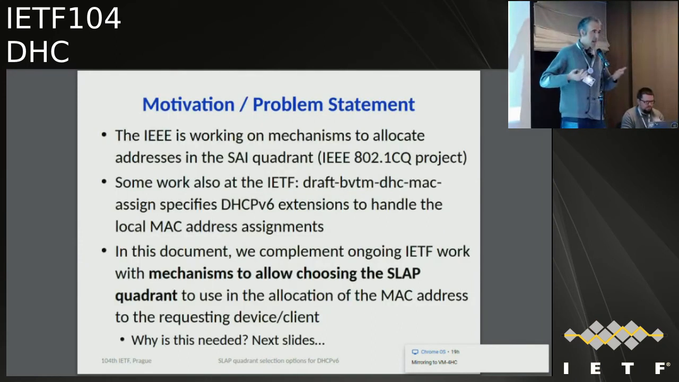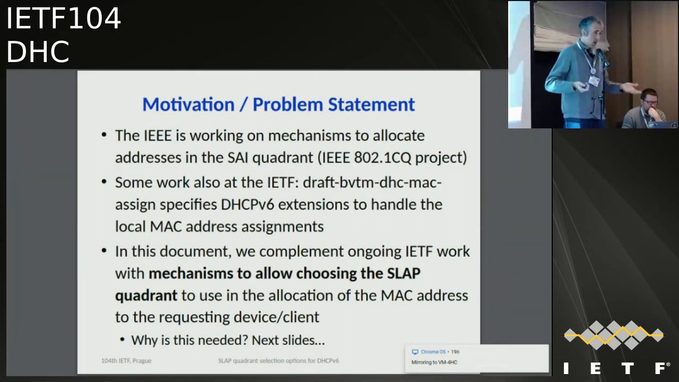So the motivation, the problem statement of this document, is basically to complement the work that is being done in IEEE, which is defining the mechanisms to assign addresses in the SAI quadrant. This is what is being done in 802.1CQ. Then there is also work here at IETF, as Bernie just presented. And in this document, what we basically do is complement this IETF work by defining mechanisms that allow to specify or convey preferences on which kind of quadrant the addresses must be taken from to assign the addresses to the client or to the relay.